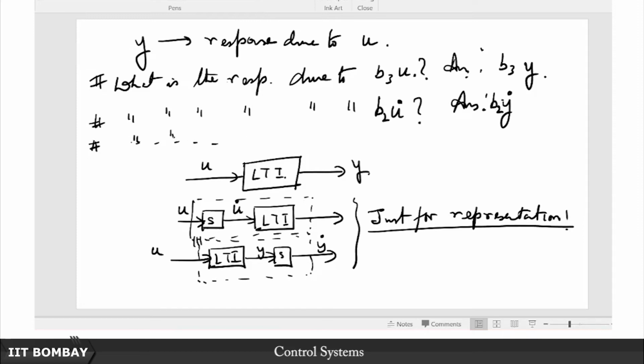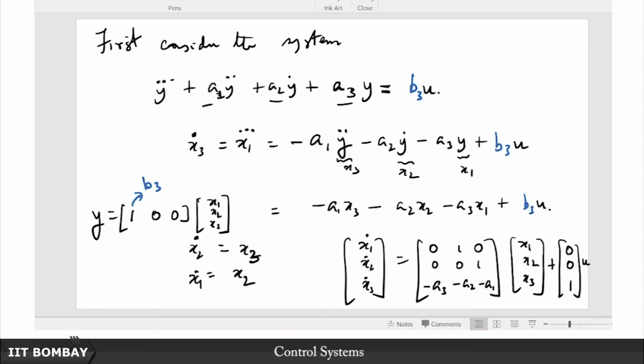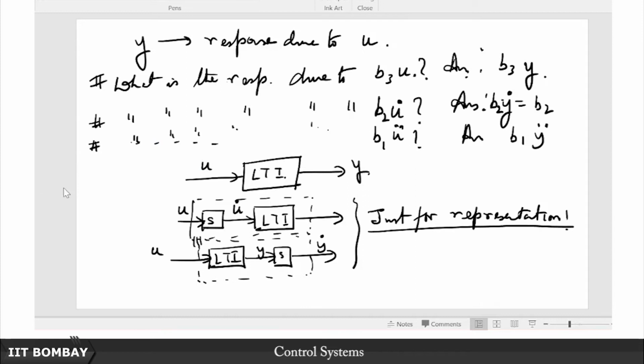Similarly, what is the response due to, let us say, B1 u double dot? Of course, the answer is going to be B1 y double dot. But what is y dot? Recall that, the way I have defined the phase variable method, y dot is nothing but x2. So this is going to be B2 x2. And what is y double dot? This is going to be B1 x3.